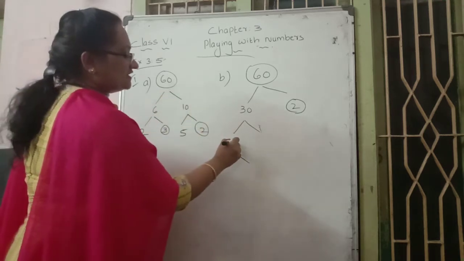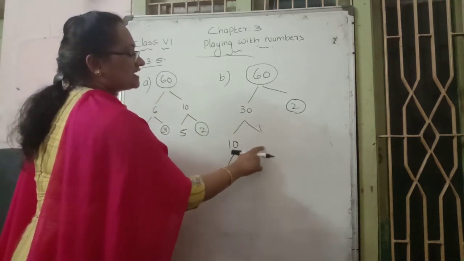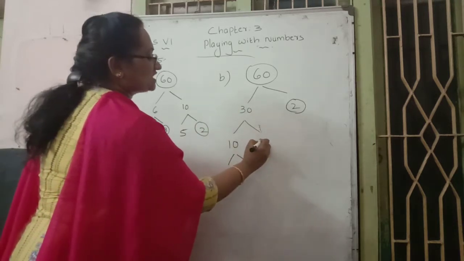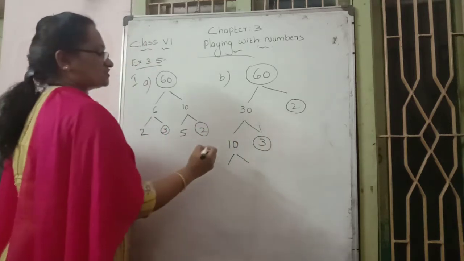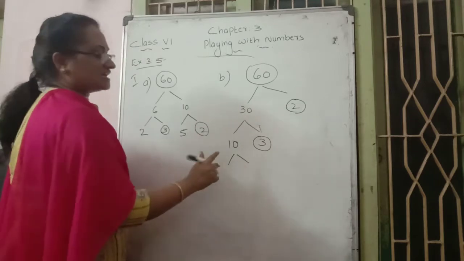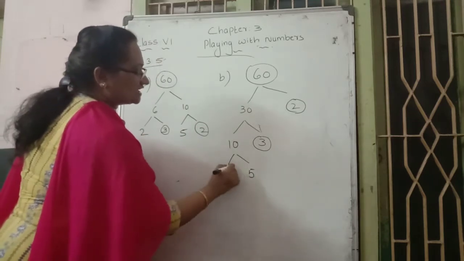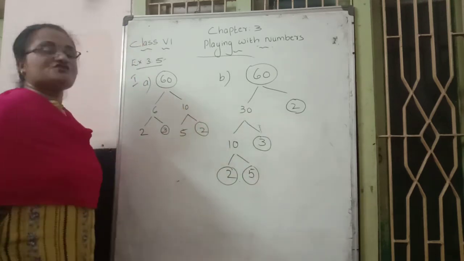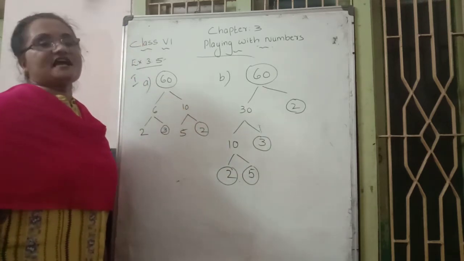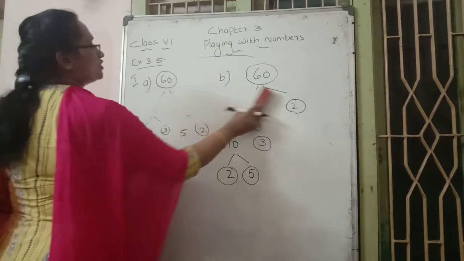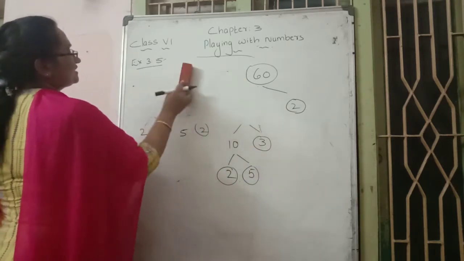Again 10 is given there. Which number multiplied by 10 gives 30? 10 into 3 becomes 30. That place also we fill. Then here 10, how can we split into prime numbers? 2 into 5 becomes 10. So we fill the missing places with the answers. That is the first Roman question. I hope you can understand this question.